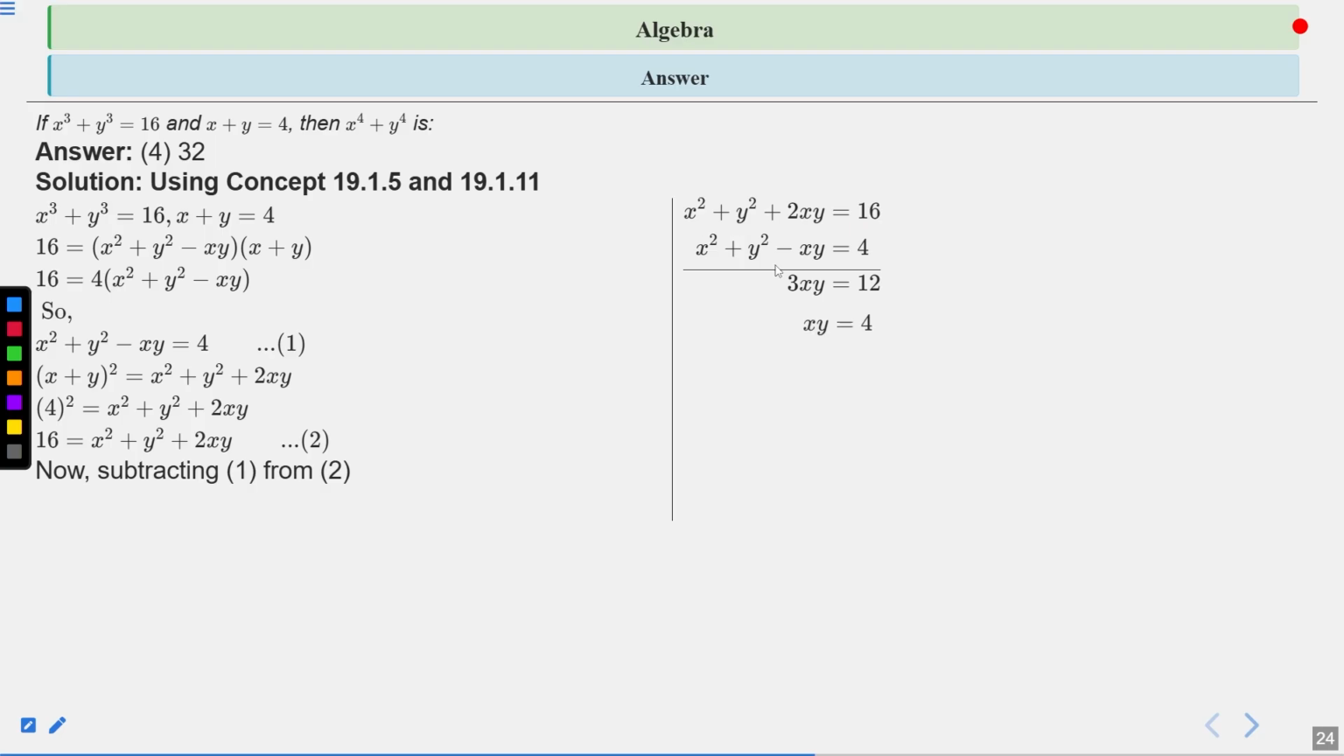Now we get the value of xy, which is equal to 4. So x square plus y square equals 8. Third equation: squaring the third equation on both sides, we get x to the power 4 plus y to the power 4 plus 2 times x square y square is equal to 64. Now we know that the value of 2x square y square is 32. So we get x to the power 4 plus y to the power 4 plus 32 is equal to 64.